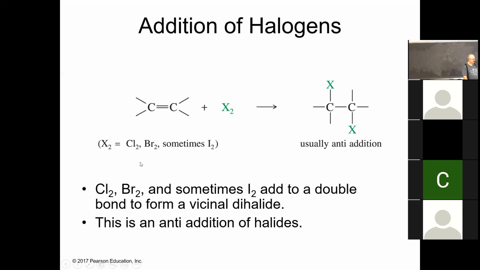Okay, in the case of bromine, this reaction takes place almost immediately at room temperature. It takes place very quickly, and the addition is usually anti.